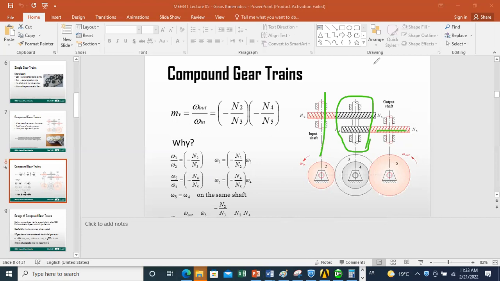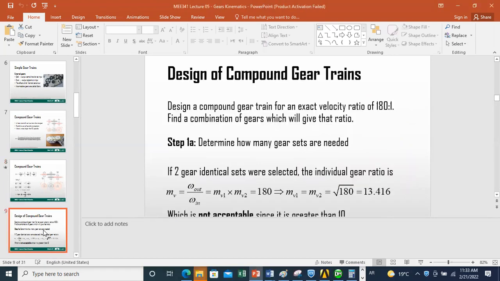Okay, now let us do an example on how to design compound gear trains. When we do the example, you will understand the procedure better. So let us design a compound gear train for an exact velocity ratio of 180 over 1. Find a combination of gears which will give you this ratio. So we need to produce this ratio. To produce this ratio, we should have omega out over omega in equal to 180.